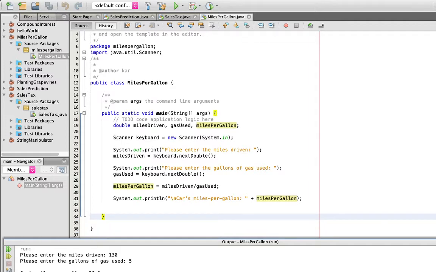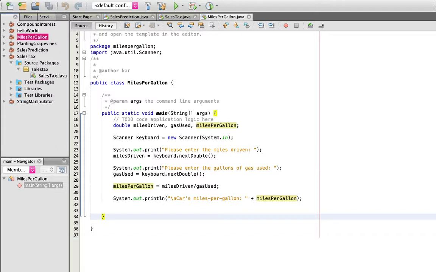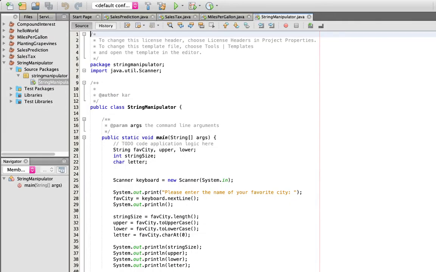Then I believe the next one was number 12, which was a string manipulator. So let's go to that one. String manipulator, right here. Okay. So this one as well was also a pretty straightforward one because I believe it gave you an example in the book. So if you just followed the example, you'd be okay with this one.